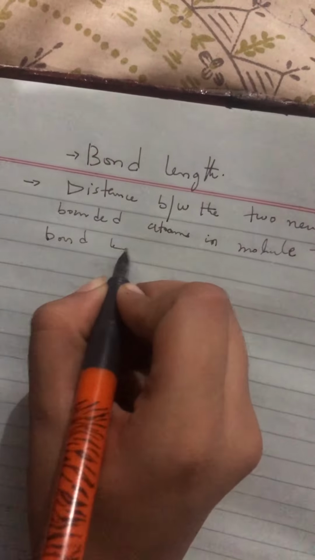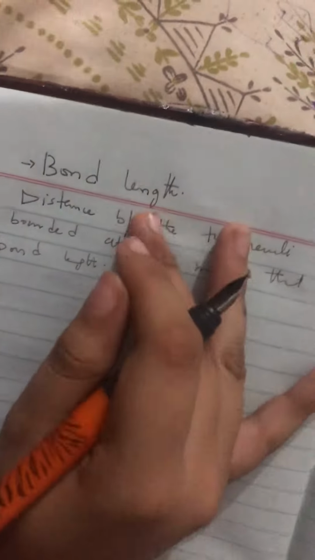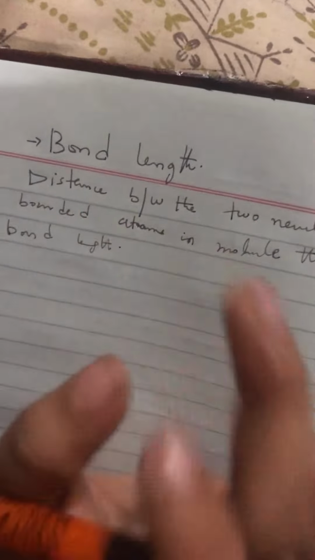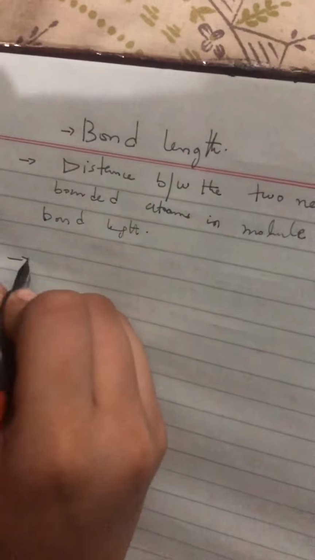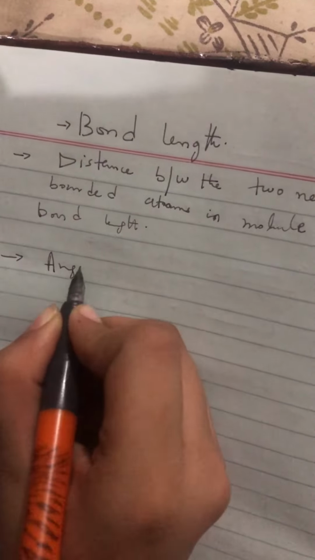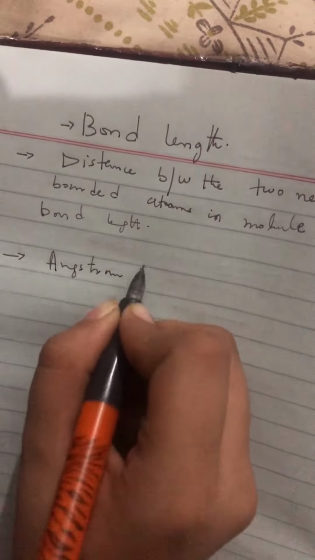Bond length is the distance between the nuclei of two bonded atoms in a molecule. The unit for measuring the bond length is the angstrom.